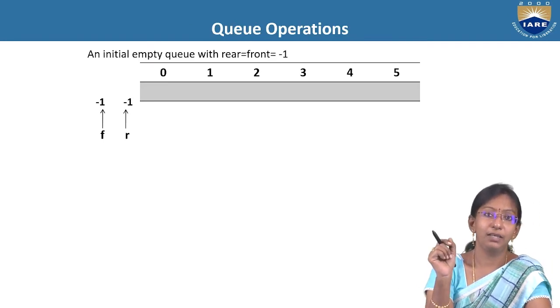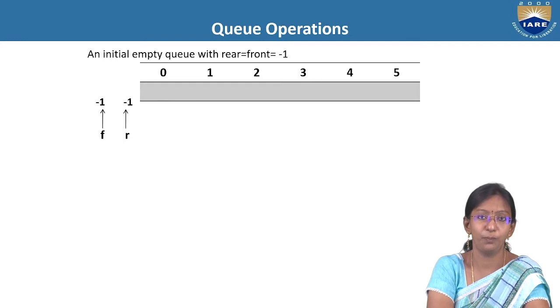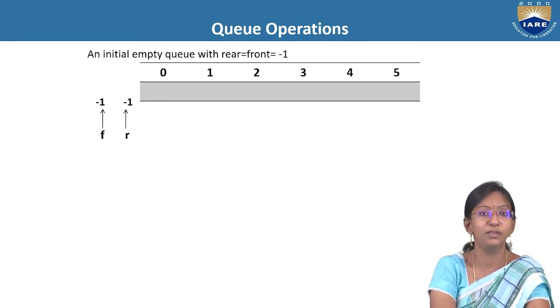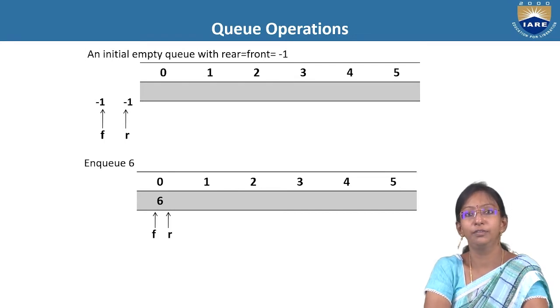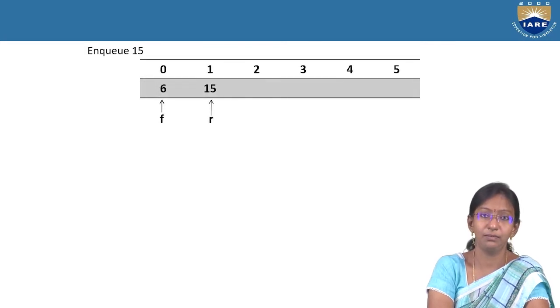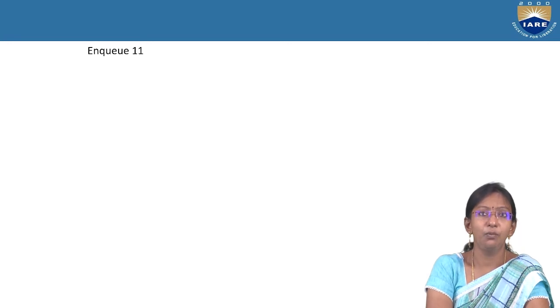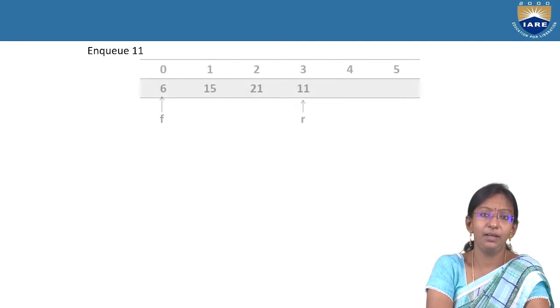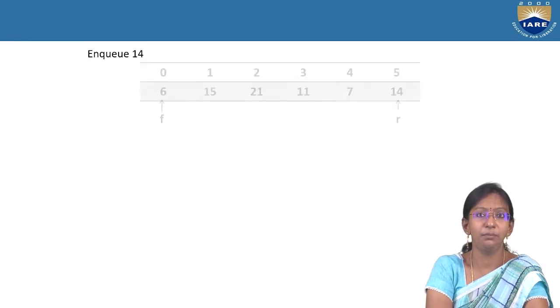Right. Now, let's look at the operations of queues. Initially, the front and rear will be holding -1, the default values of front and rear when the queue is empty. Very good. Next, when I insert or enqueue the first element, which is 6, as it is the first element into my queue, I'm going to increment both front and rear. Now, if I enqueue 15, as the queue is not empty anymore, I'll just increment rear and insert. If I again perform enqueue of 21, I'll just increment rear and insert. What if I enqueue 11? Increment rear and insert. Enqueue 7, increment rear and insert. Next, enqueue 14, increment rear and insert.